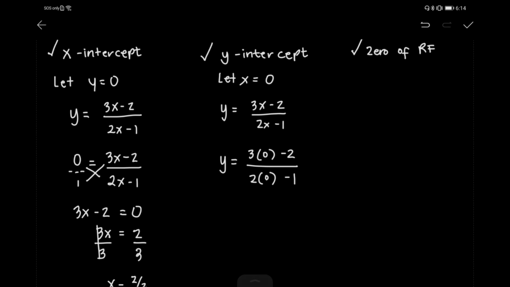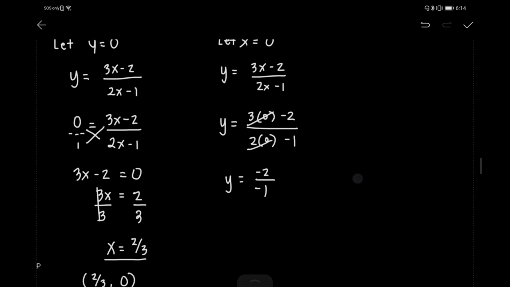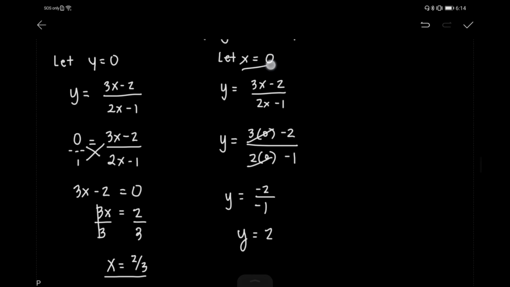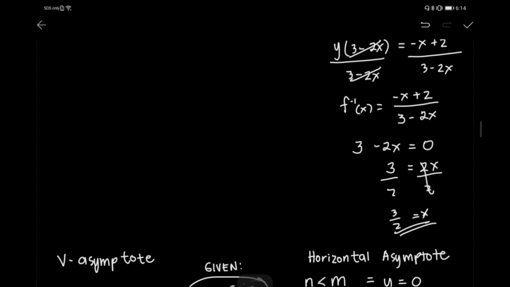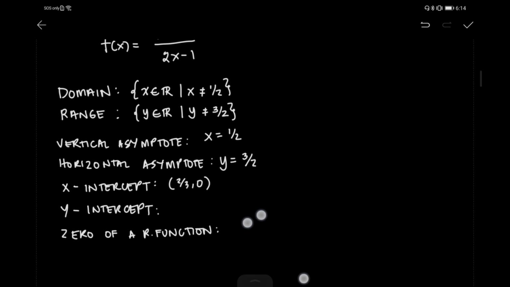So 3 times 0 is 0. So we have here y is equal to negative 2. 2 times 0 is 0 and negative 1. So therefore, ang value ng y natin dito is equal to negative 2 divided by negative 1, which is positive 2. So we have here, our x is 0 and y natin is 2. So magkakaroon tayo ng ordered pair na 0 yung x and 2 yung y. Okay? So yung y-intercept natin is (0, 2).